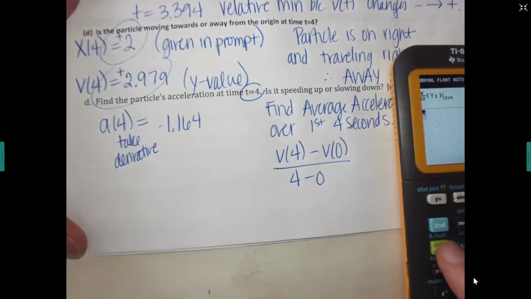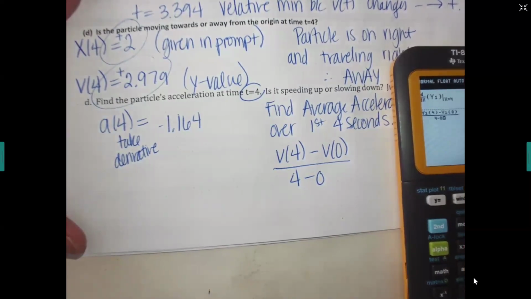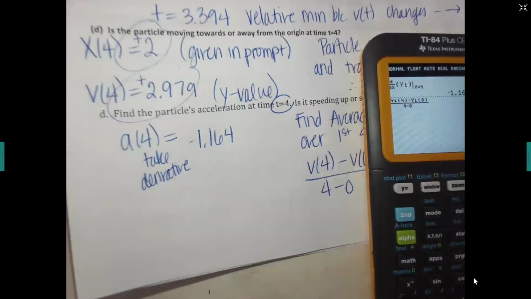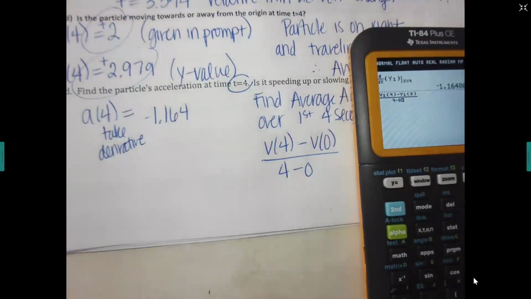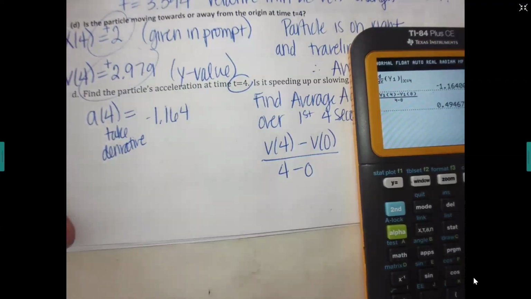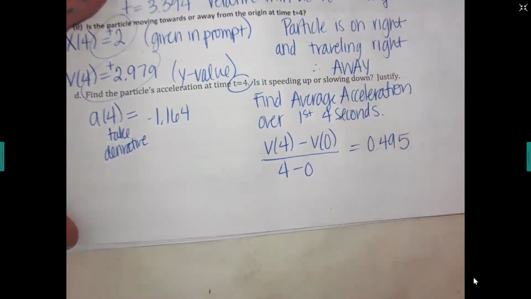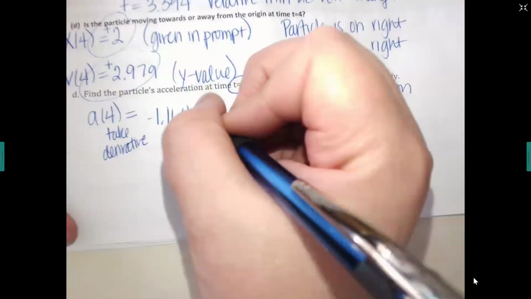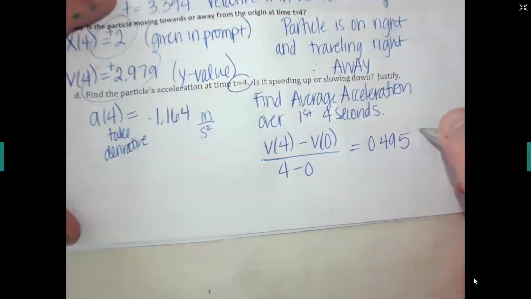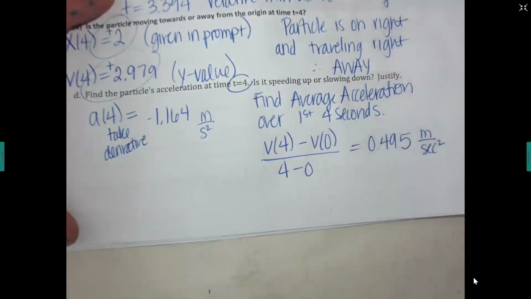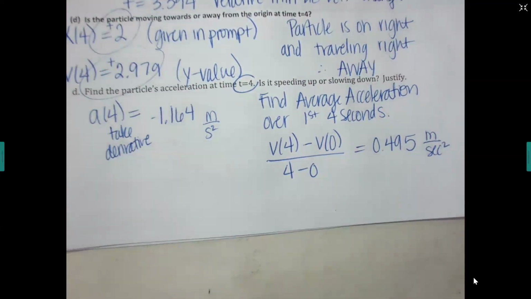So open up your fraction, alpha trace, y1 at 4 minus y1 at 0 over 4 minus 0. You should be able to take the derivative in the calculator and find the average slope across an interval. Okay, it's 0.494 followed by a 6, so 0.495. Both of those would be meters per second squared. The only difference is one of them is an average across an interval versus that's at a particular time.